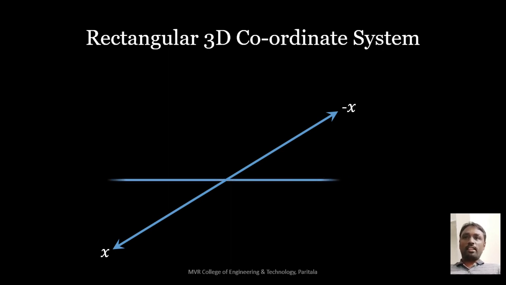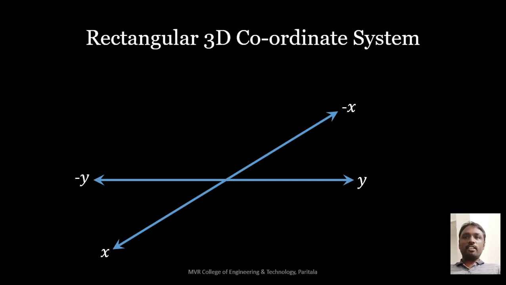The first one is the rectangular 3D coordinate system. In a 3D coordinate system there must be three axes, here x, y and z. Let us see how the x-axis, y-axis and z-axis will be. The x-axis will be like this, with both positive as well as negative values. Similarly the y-axis, from right to left: the right side is positive and the left side is negative.